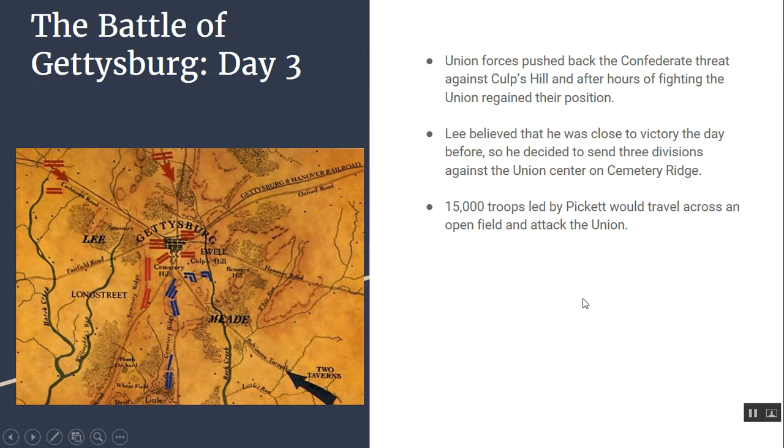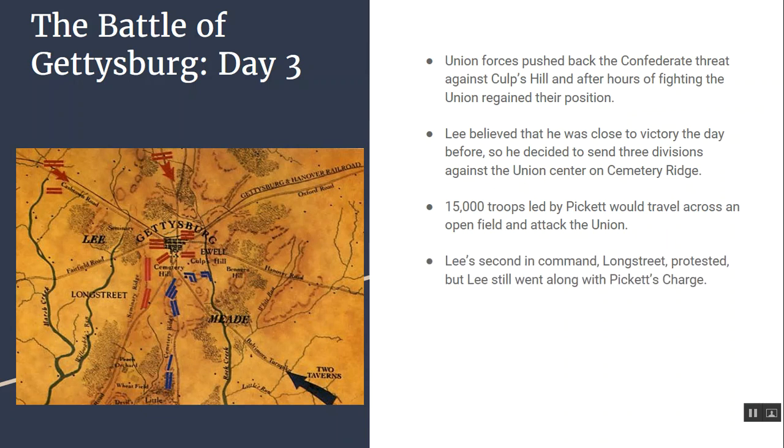He sent 15,000 troops led by Pickett across an open field to attack the Union. Lee's second-in-command, Longstreet, protested, which was right because the Union wasn't weakened. They were just conserving ammo. But Lee didn't listen to Longstreet, and he still went along with Pickett's charge.